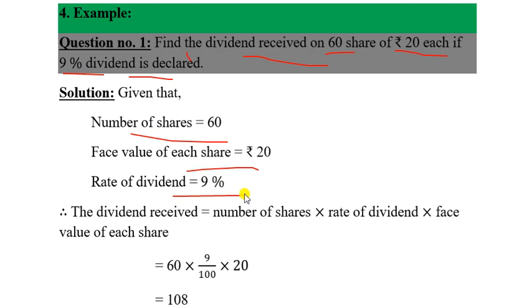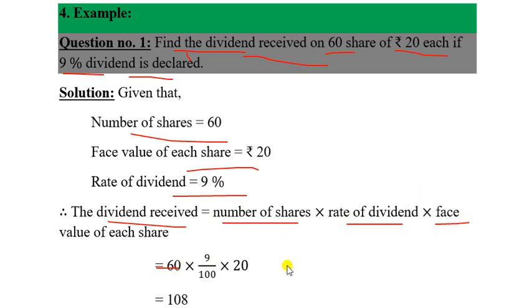Remember, whatever is given to you in your question, first you have to write down all the given. Now here the question: find the dividend. That means you have to find out annual income. We know the dividend receipt formula is number of shares into rate of dividend into face value of each share. So number of shares 60.